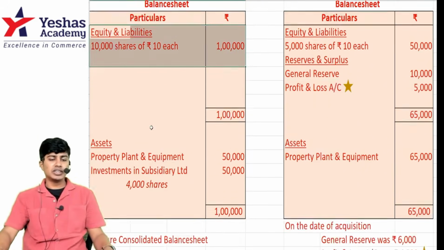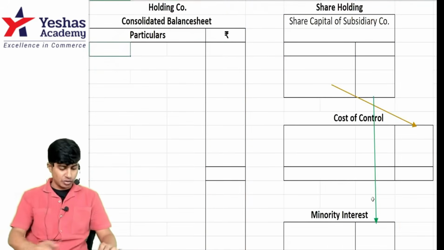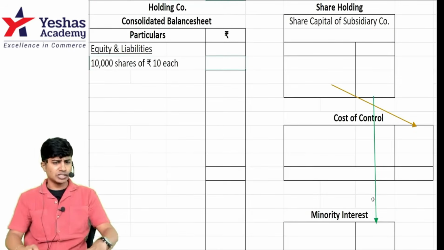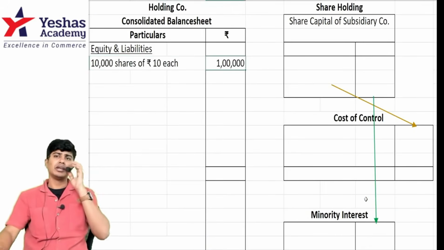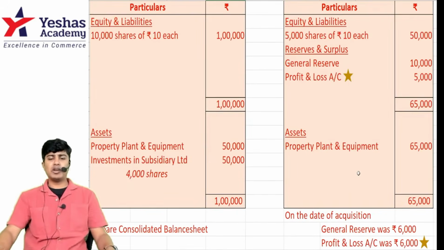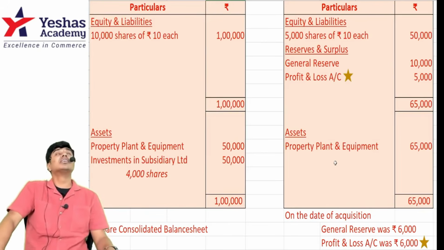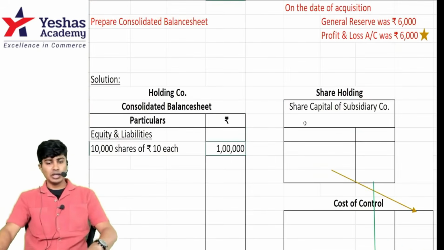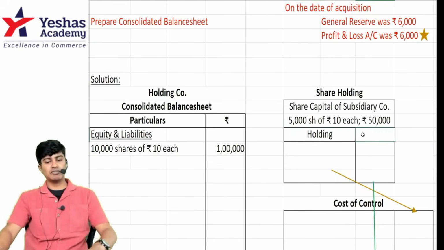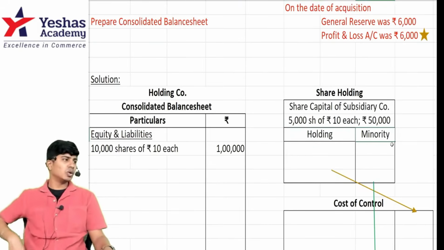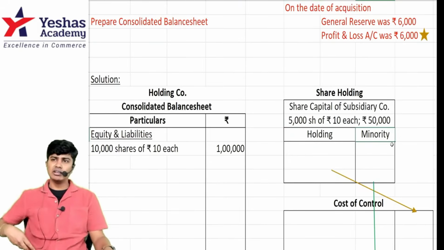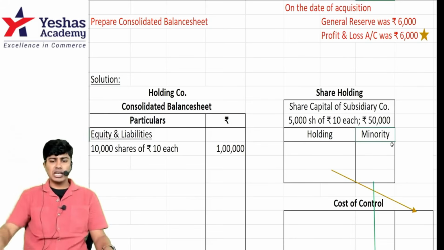Equity and liabilities. 10,000 shares of rupees 10 each, 1 lakh. I would write it as it is. Done. Then how much is the share capital of subsidiary? 5,000 shares of rupees 10 each. How much is it? 50. Where do I write it? I'll write share capital, 5,000 shares of 10 each, 50, split between holding and minority. Everybody got this?